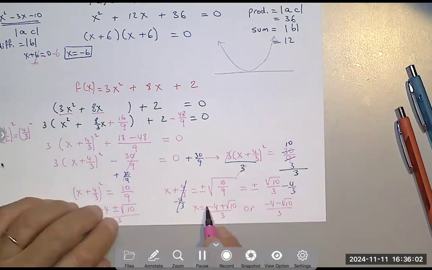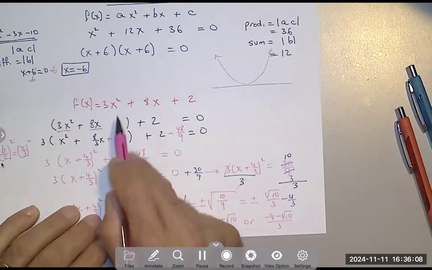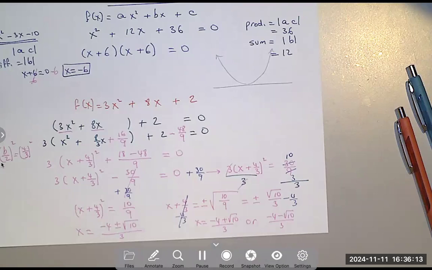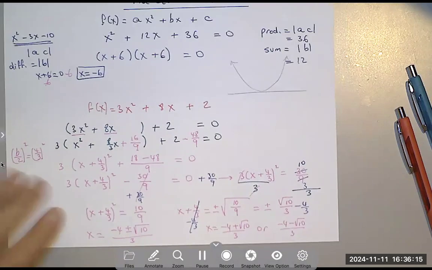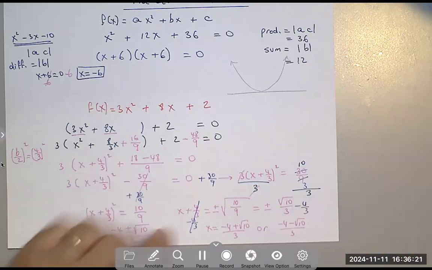Right? Because you have -4/3 and -4/3, then their average is also -4/3. Notice that -4/3 is -b over twice a, which you learned, so to speak, from a different point of view.